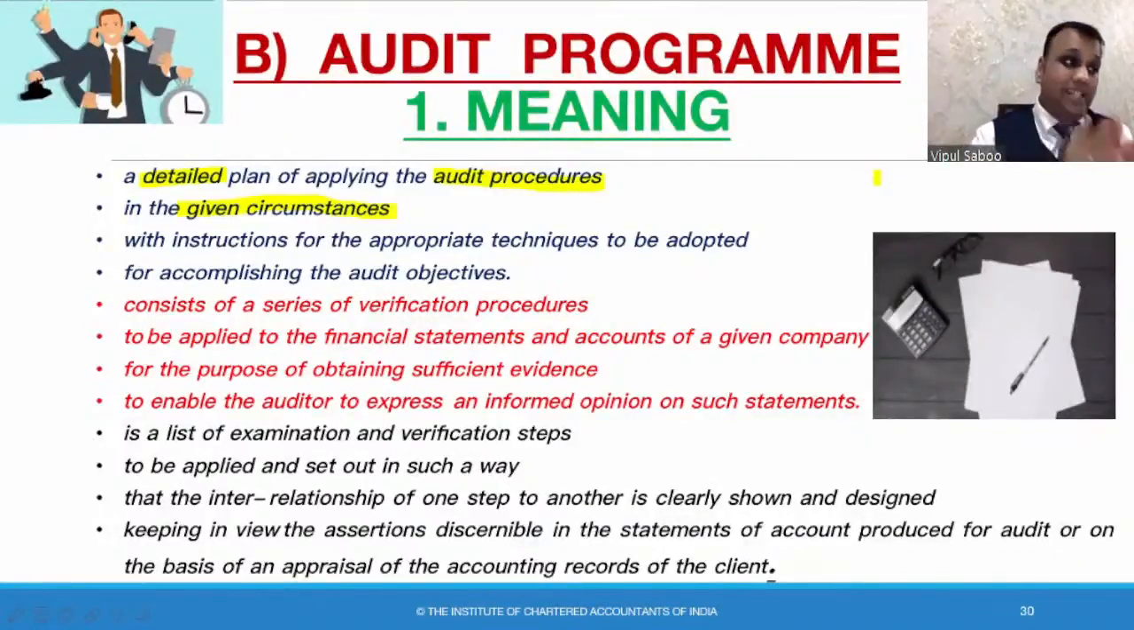So whatever detailed procedures we need to carry out, we'll keep them for the initial period. And somewhat lighter procedures, where we don't require much support from the hotel staff, we'll keep for that time. So these are the circumstances which change. So, a detailed plan of applying the audit procedures in the given circumstances, with instructions for the appropriate techniques to be adopted. So I give an audit program to my articled assistants.